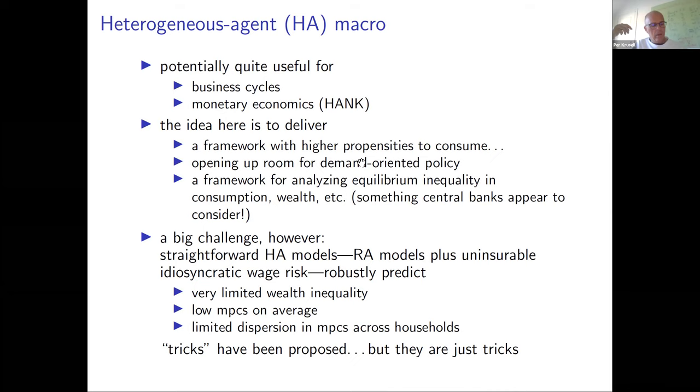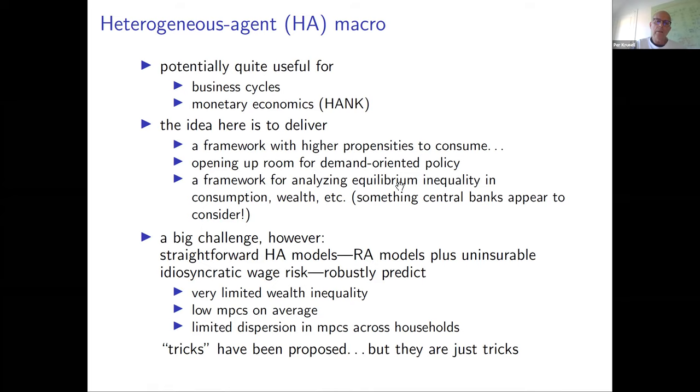It's not been so obvious for outsiders, but the standard macro models have very low marginal propensities to consume. So if the government gives people money, they spend only a small fraction of the money they receive. That makes demand-oriented policy not very potent, okay? But this heterogeneous agent framework can break out of this, at least potentially.